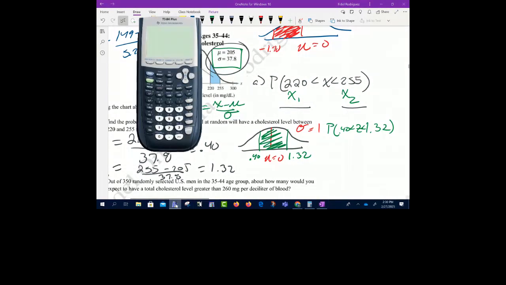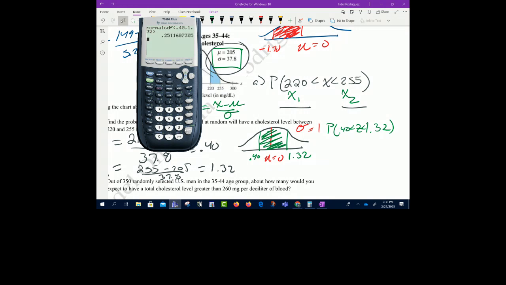Y'all, I'm going to use my calculator again. I'm going to turn this guy on. Let's clear it out. We're going to go second vars, okay? Normal CDF. Y'all, the only thing you're doing is putting in the 0.40 and the 1.32. You're not changing the mu. You're not changing your standard deviation, okay? So we're going to go 0.40. Oops, sorry. Number 2, 0.40, comma, 1.32.